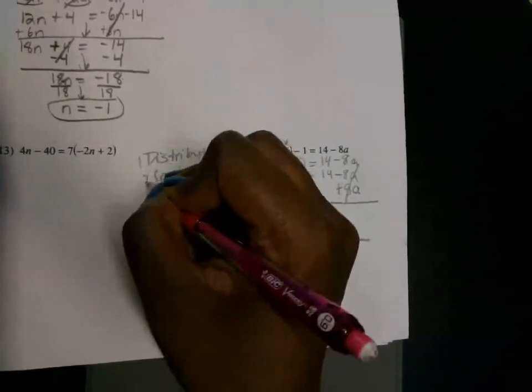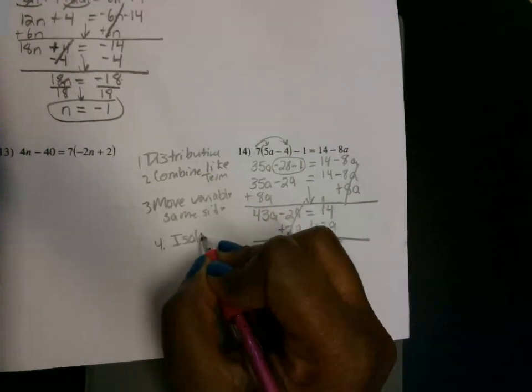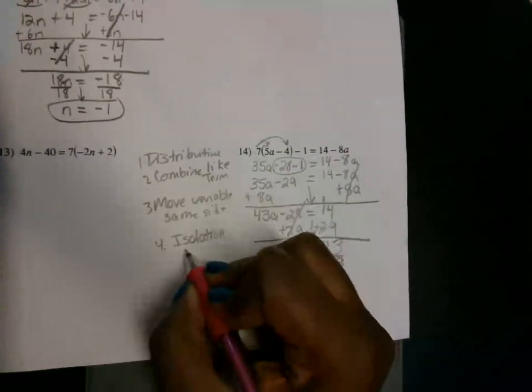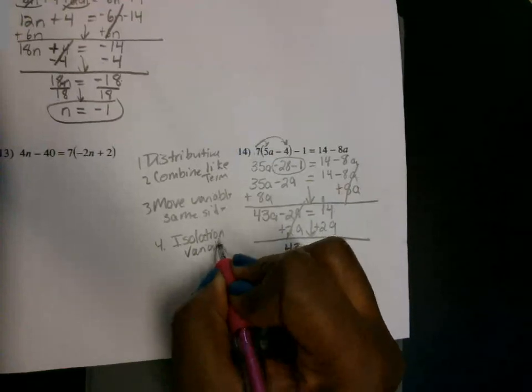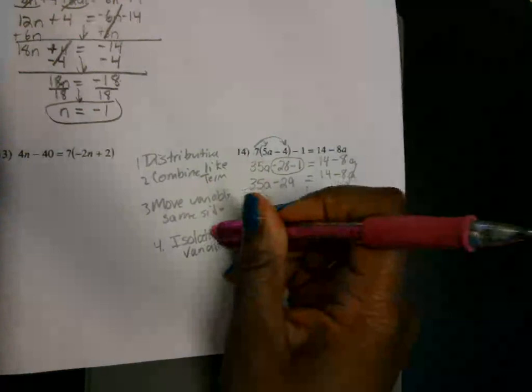Okay. 1, 2, 3. And then the last step is to isolate the variable by using inverse operations. Do addition, subtraction first, then last multiplication and division. Okay? Isolate variable. Ooh, I said isolation.